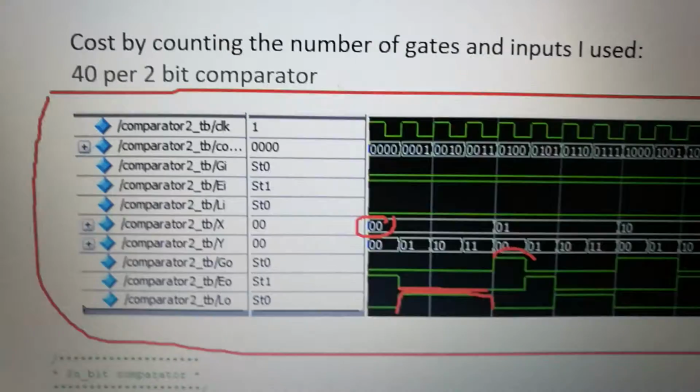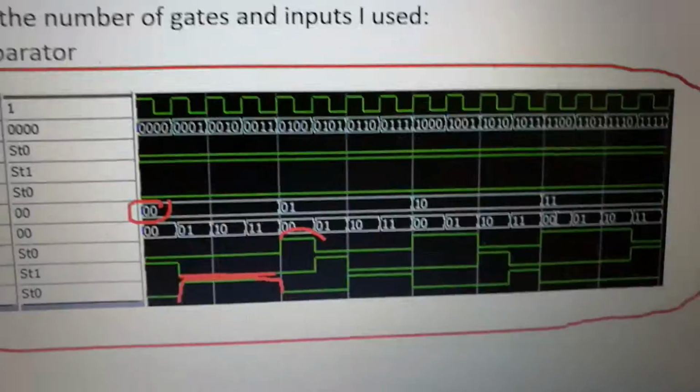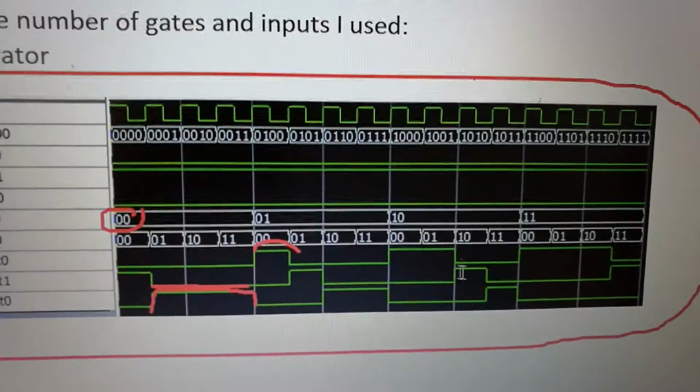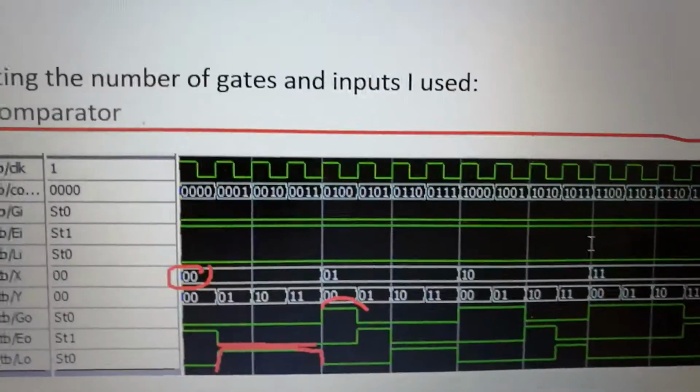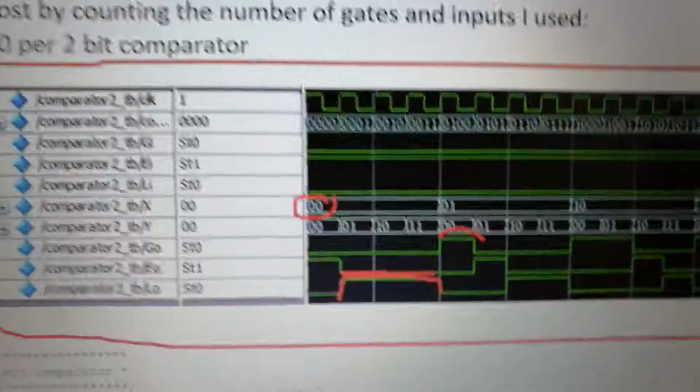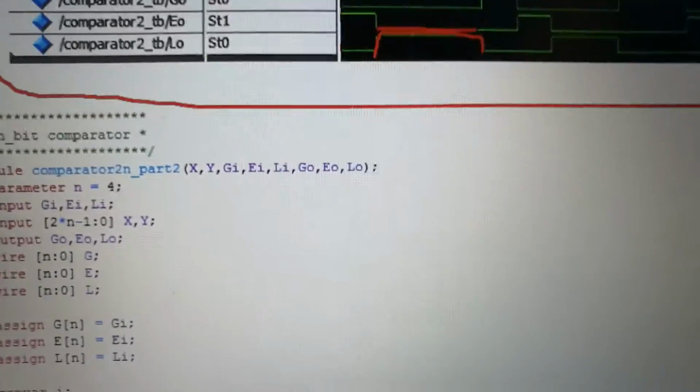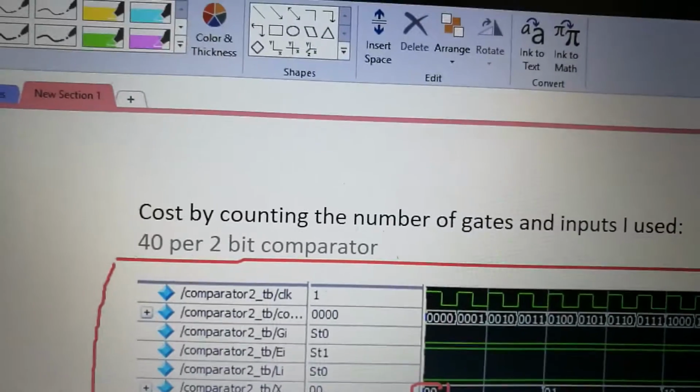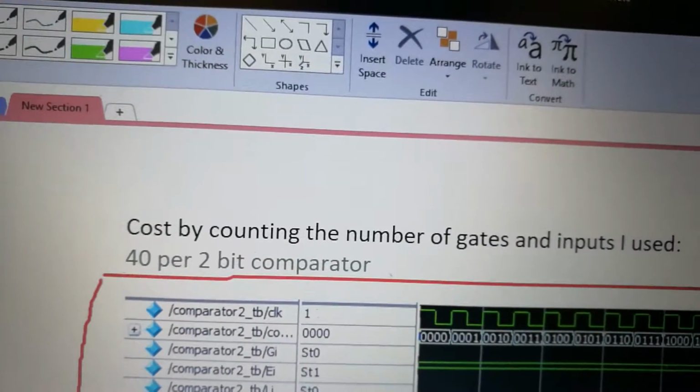And I used the test bench to check that, and I generated waveforms. They all look correct, and that's pretty good so far. Let's move on to the 2-bit comparator, which I will show you in ModelSim.